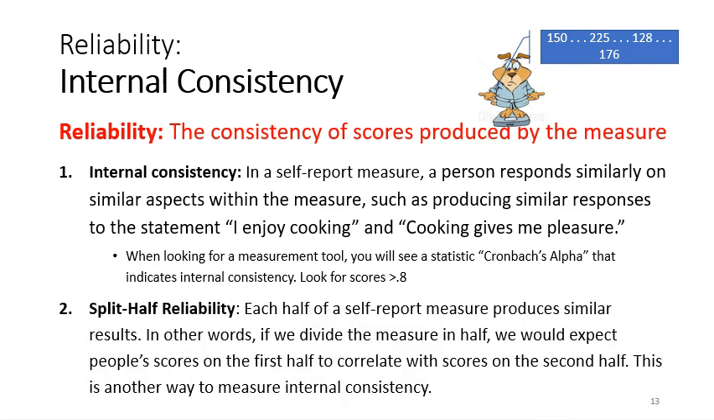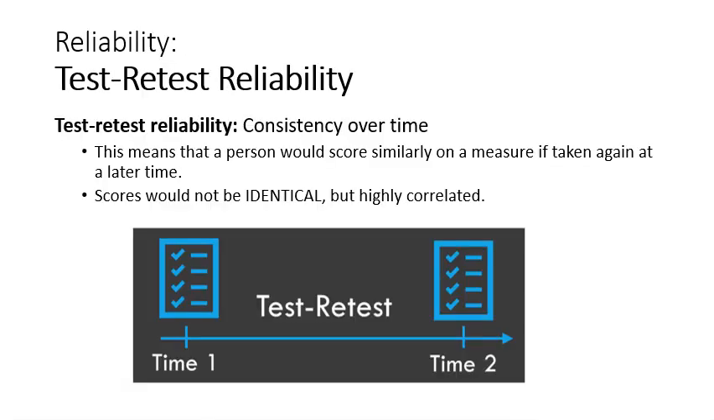Another way of indicating reliability is split-half reliability. Each half of a self-report measure produces similar results. So if we divide it in half, we'd expect people's scores on the first half to correlate with their scores on the second half. And this is another way to measure internal consistency. But more commonly, we think of these next two. Test-retest reliability, consistency over time. So a person would score similarly on a measure if taken again at a later time.